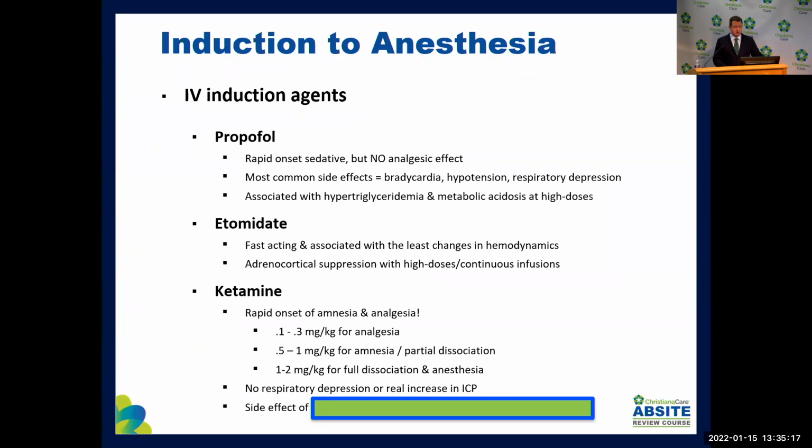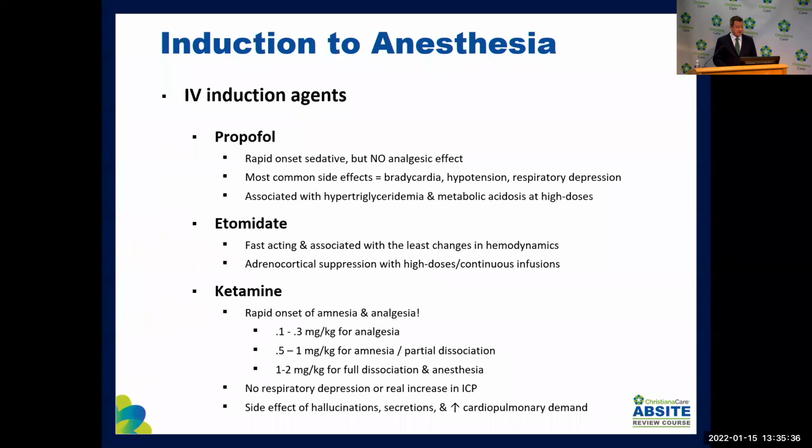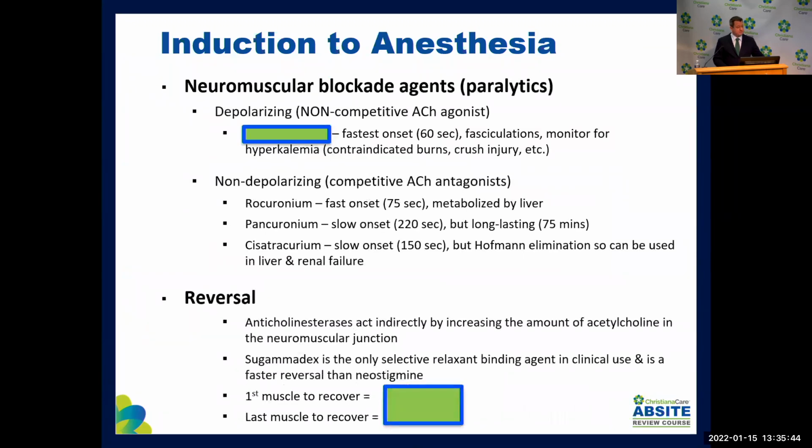Historically, we thought it increased your ICPs, but that has been proven otherwise. Again, what's going to kill you in TBIs and elevated ICP is hypotension. So if you have a borderline patient that you need to give an induction agent, think ketamine, right? That hypotension is going to be far worse than even a minimal or perceived increase in your ICP. Downside of ketamine, again, at those higher doses, you'll get that dissociative effect with hallucinations, some increased oral secretions, and potentially an increased cardiopulmonary demand.